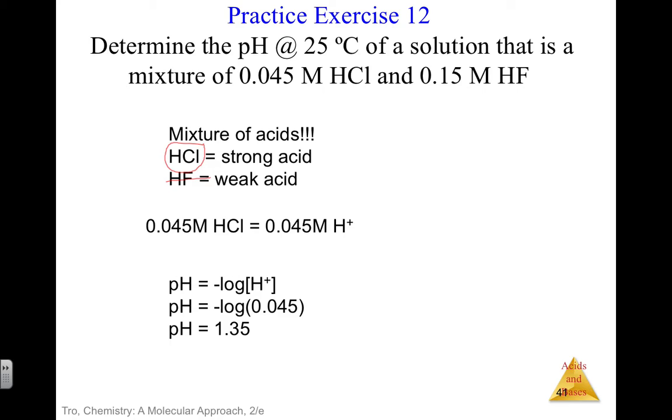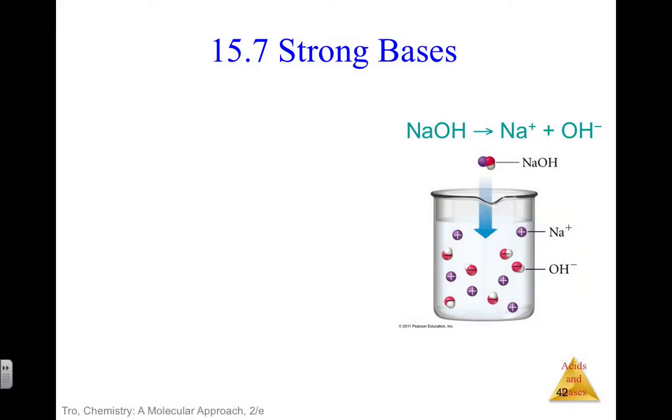Okay, so now we've looked at calculating the pH of strong acids, of weak acids, of mixtures of strong and weak acids, or 2 weak acids. Now we're going to shift gears and we're going to look at strong bases. So the second half of the chapter, we're going to look at bases strong and weak. So for strong bases, remember they can dissociate 100%. That's what we're looking at here.